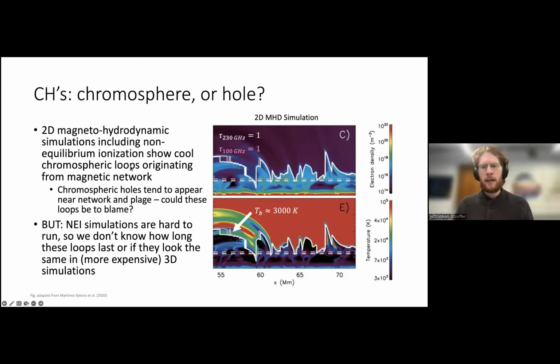However, it's not clear exactly how these loops relate to chromospheric holes, because this is a 2D simulation. And these simulations are very computationally expensive to run with non-equilibrium ionization and things. And so we don't really have any idea of how long these loops last and how they compare to the lifetimes of the chromospheric holes, or if these kinds of features would look the same or even exist in a more realistic 3D simulation that could be directly compared to observation.